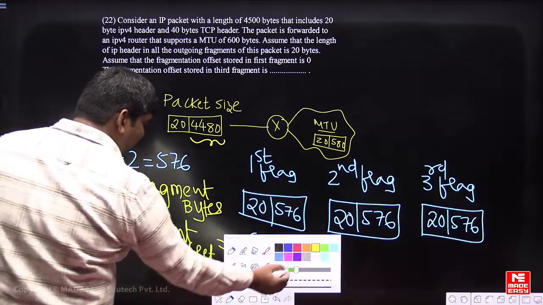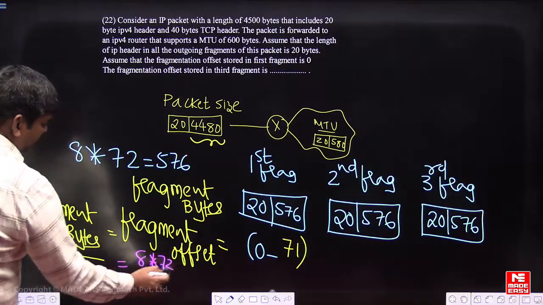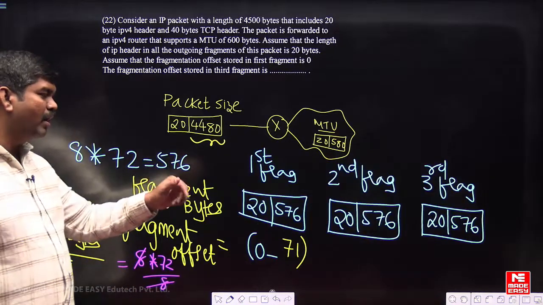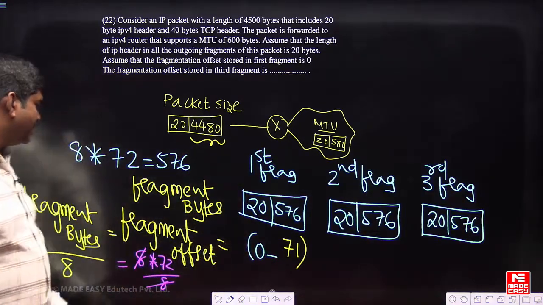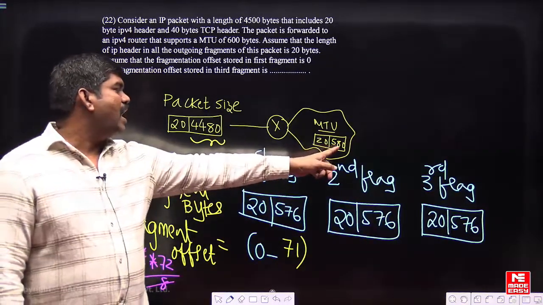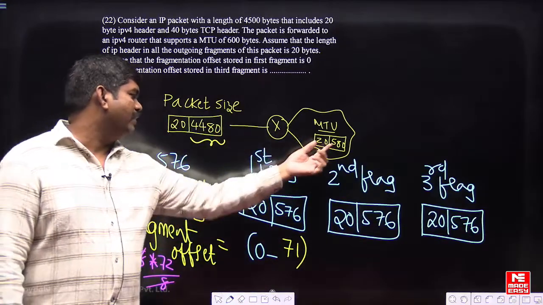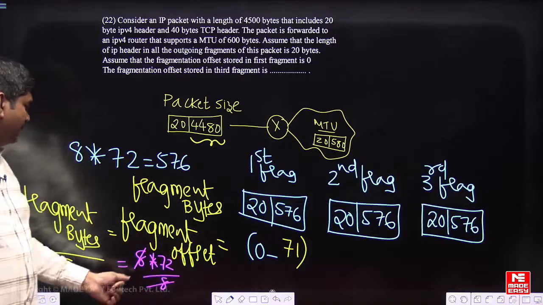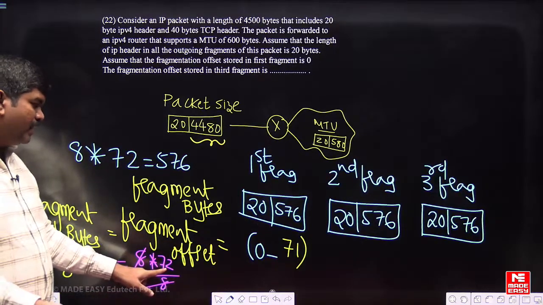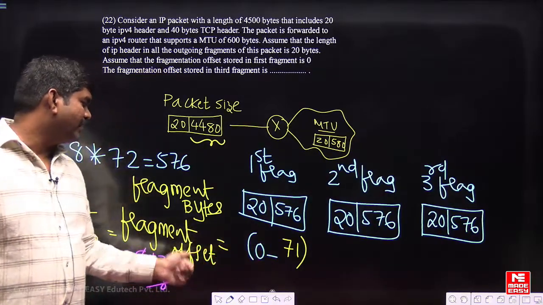So that is the reason, or we can just try it like this. 8 into 72 divided by 8, the 8 and 8 cancel. You can see 72 is an integer value, a whole number, that you get. So that is the actual reason why we bother that it should be a multiple of 8. Even though it is 580, why don't we take 580 from this 4480? If I divide 580 by 8, I don't get an integer. If I don't get a whole number or natural number, then I can't represent it in the fragment offset field.